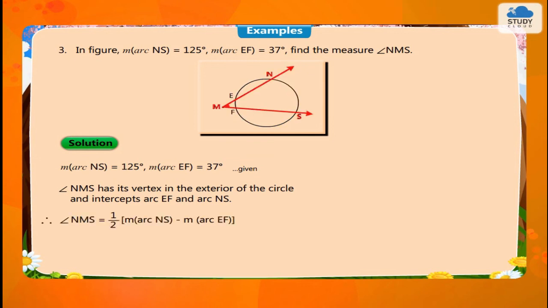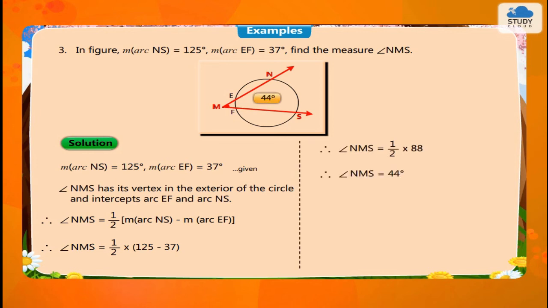Therefore, angle NMS is equal to 1 upon 2 into measure of arc NS minus measure of arc EF. Therefore, angle NMS is equal to 1 upon 2 into 125 minus 37. Therefore, angle NMS is equal to 1 upon 2 into 88. Therefore, angle NMS is equal to 44 degree. Answer: angle NMS is equal to 44 degree.